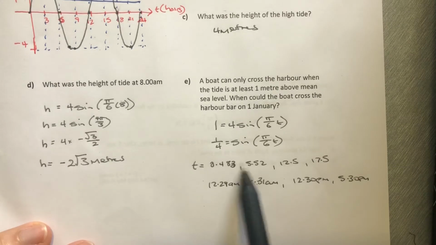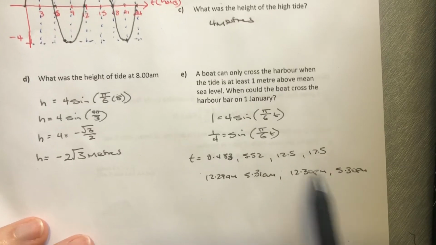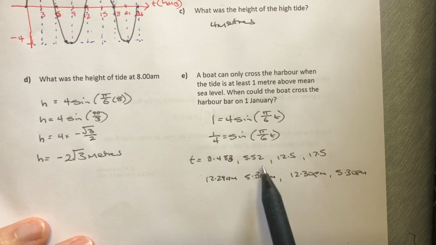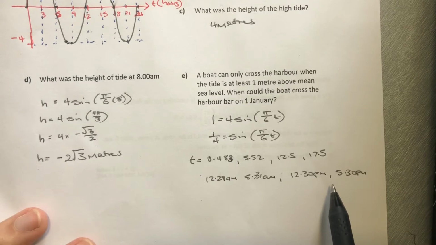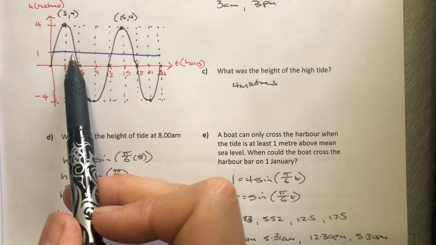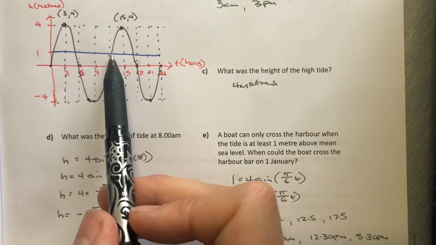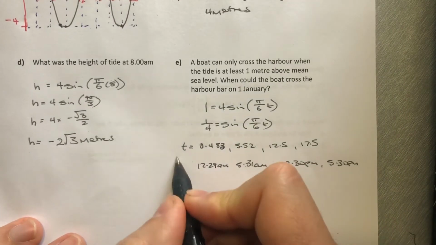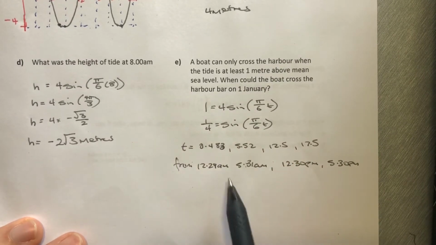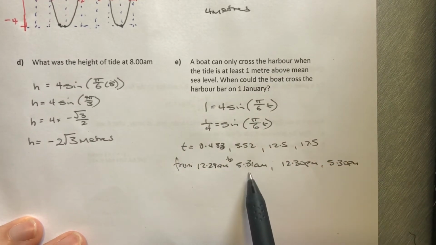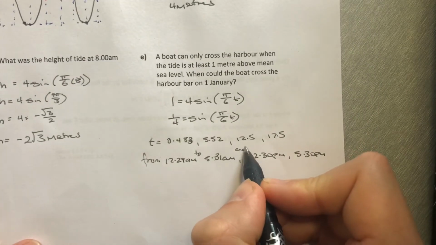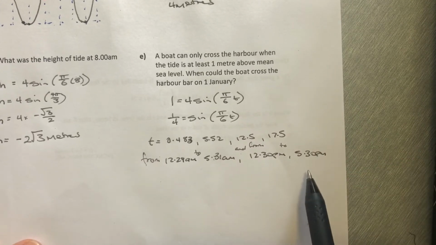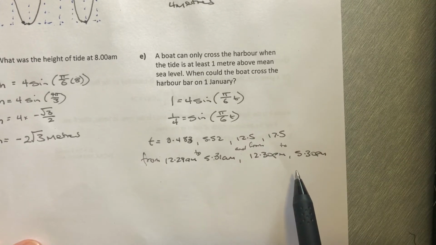Now what I've done here is change those times to our 12-hour times. So 0.483 would be 12:29 a.m., etc. So we need to recognize that between this one and this one is when the boat can come in, and between this one and this one is also when the boat can come in. So we could say from 12:29 to 5:31 and from 12:30 p.m. to 5:30 p.m. All right, those 2 examples are done.